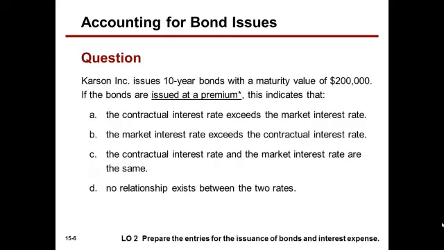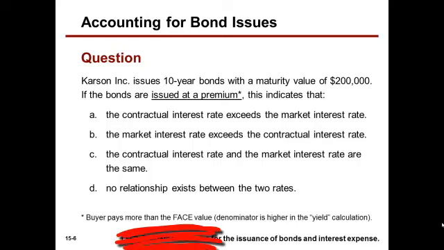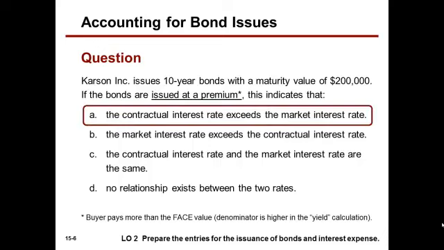Another question. Carson Inc. issues 10-year bonds with a maturity value of $200,000. If the bonds are issued at a premium, this indicates what? Now, selling at a premium, we're talking about the buyer paying more than the face value. If the buyer is paying more than the face value, that means the coupon rate is higher than the rate the market is currently demanding. So the contractual interest rate exceeds the market interest rate. The coupon rate appears very attractive. Buyers will pay a premium for that. But it equalizes the two rates, the market rate and the coupon rate.